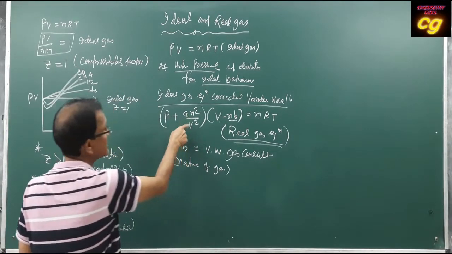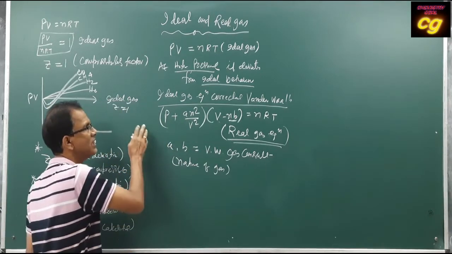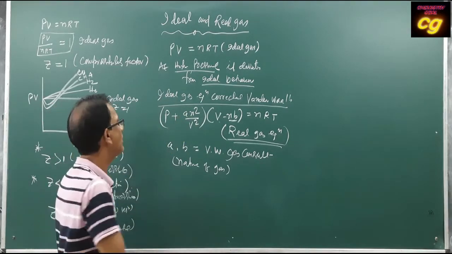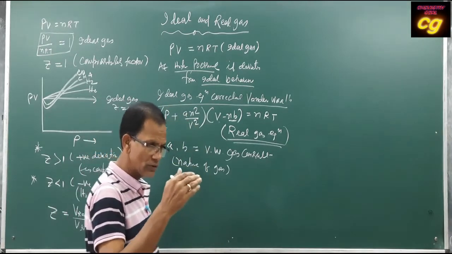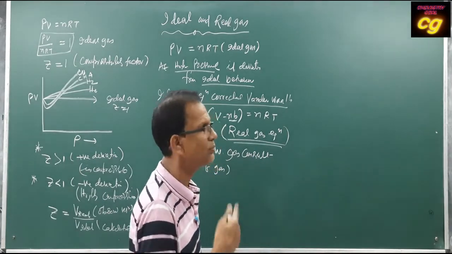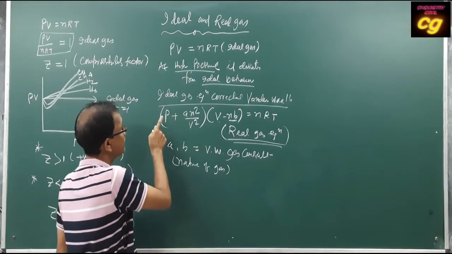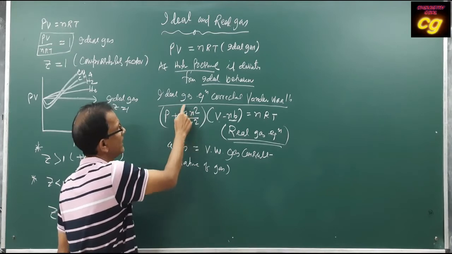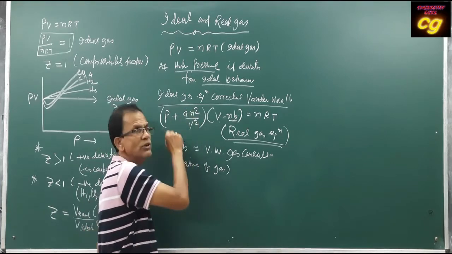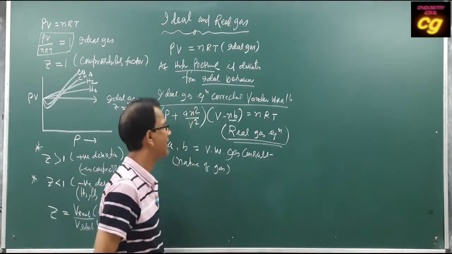And this a n square by V square term is calculated as the force is directly proportional to the number of gas molecules per unit volume. If the number of gas molecules just around a gas molecule is more, then attraction will be more, and the pressure exerted will be decreased. So P plus a n square by V square. n square by V square means the number of gas molecules per unit volume. If the number of gas molecules per unit volume is more, attraction is more. That's why the a n square by V square term is added.